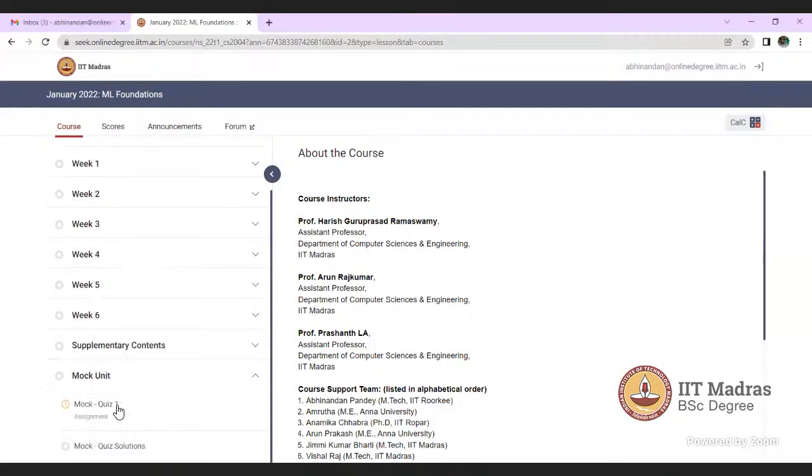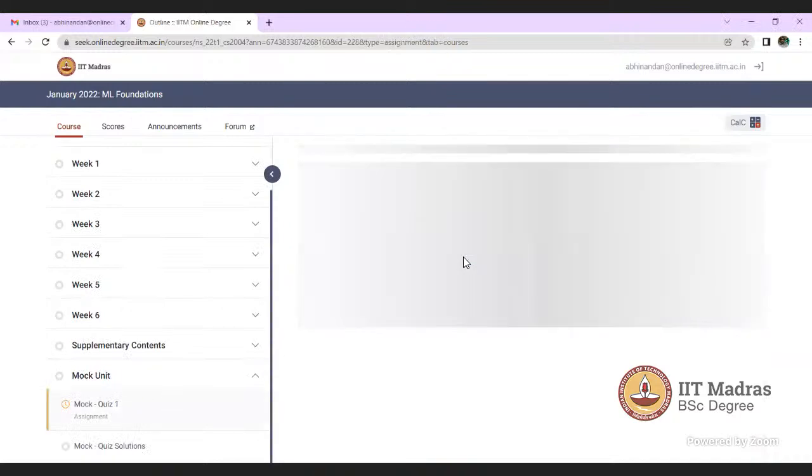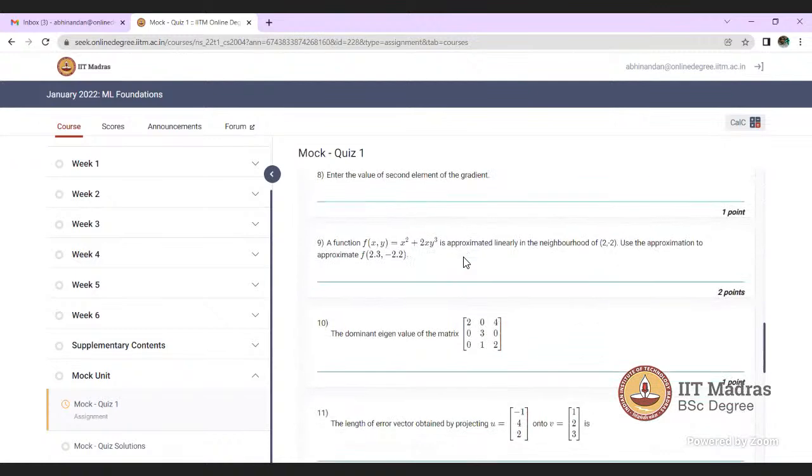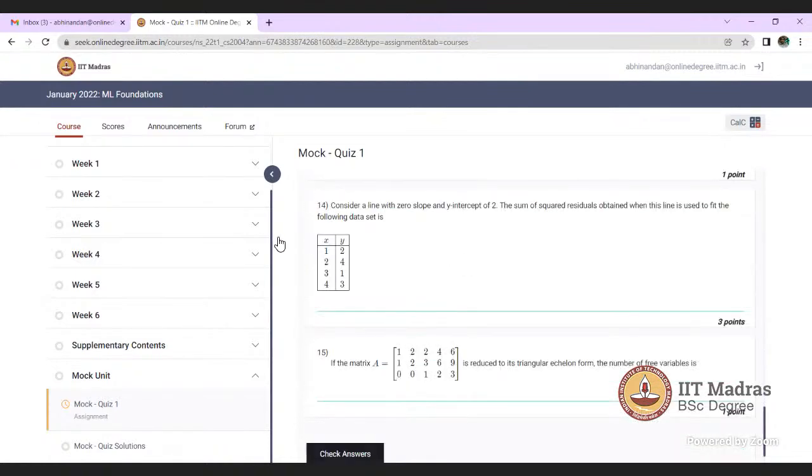So I have opened this mock. Mock unit, quiz 1. So question number 14, right? Okay, so consider a line with 0 slope, y-intercept of 2. The sum of squared residuals obtained when the line is used to fit the following data set is. I think we have covered this in Solve with Instructor of week 3. Very similar question. So anyhow, I will give you an idea for this.